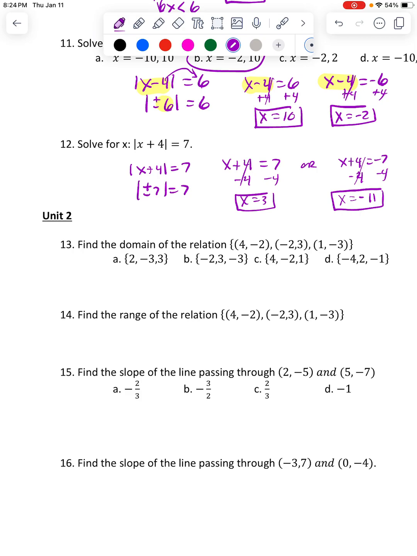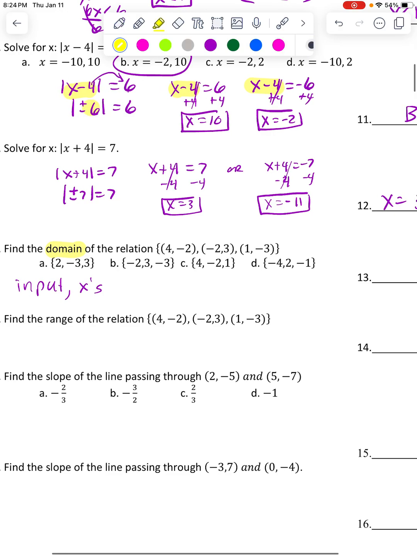Okay, domain. The concept here is domain. And what domain asks us to do is to find the input or the x values. And so I'm just looking at my x values. And they are 4, negative 2, and 1. So that matches here. So that means my answer for that one is C.